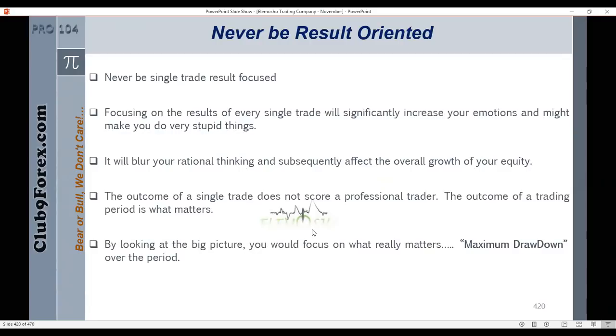Now, by looking at the big picture, you will focus on what really matters: maximum drawdown over the period. That means if you have not gotten to the maximum drawdown of your portfolio, then you shouldn't really be worried. The only time you should worry is when the drawdown has gotten to your tolerable level. For instance, you are trading with $2,000, and you are supposed to know at what level you will start panicking. So you can decide that, okay, if I start losing $400 out of this $2,000, then I will start panicking.